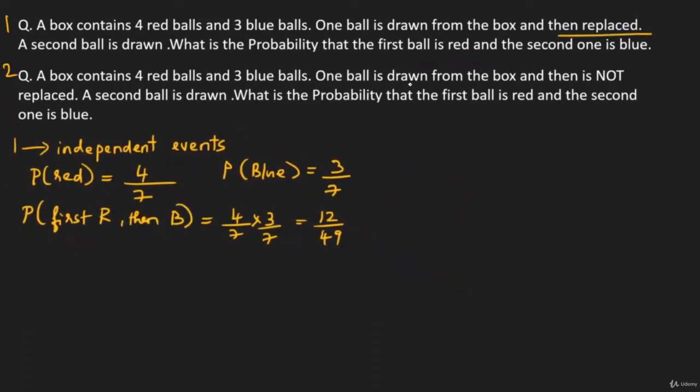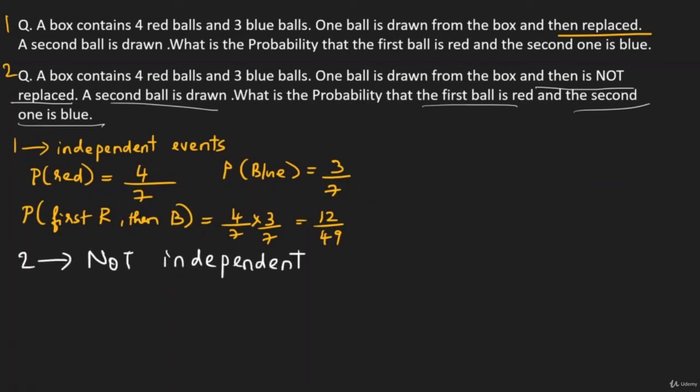It's all the same except that after drawing the first ball, it is not replaced. The second ball is drawn and we need to find the probability to get the first one as red and the second one as blue. Alright, over here the two events are not independent, right? The first event is drawing the first ball, the second one is drawing the second ball. Now let's find out the probability to get a red ball. That would be 4 by 7 because we have 4 red balls and the total number of balls is 7, right? Now what is the probability to get a blue ball given that initially you have got a red ball?